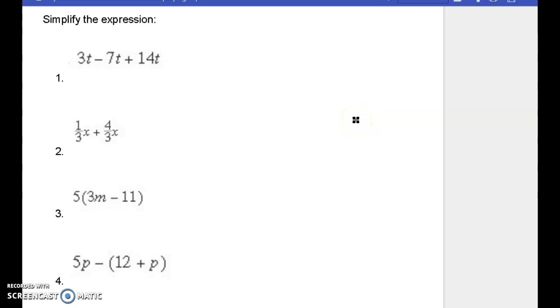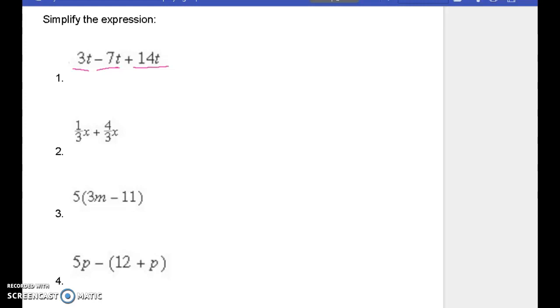Alrighty guys, so let's get to working some of these simplifying expression problems. So what we want to do here, we're looking for like terms. So we have 3t, negative 7t, 14t. Okay, all of these are the same. So literally, we could put them in the calculator and solve it saying 3 minus 7 plus 14.